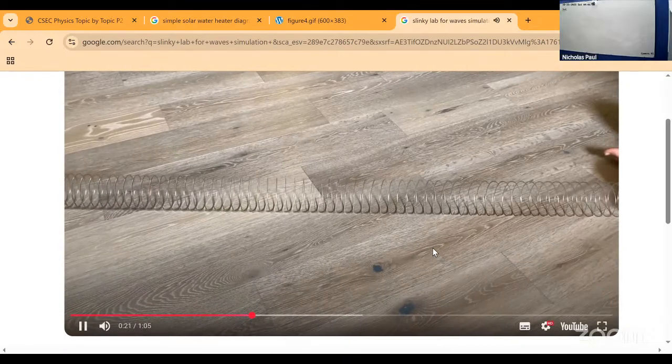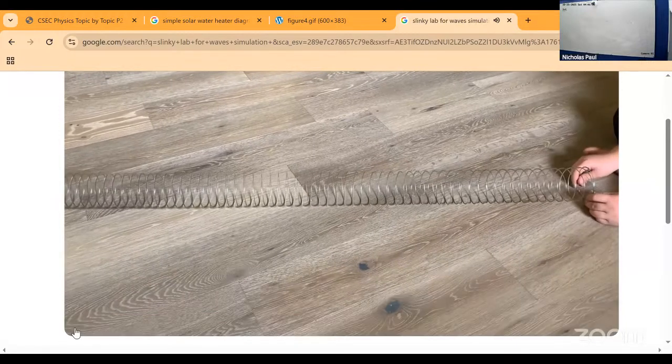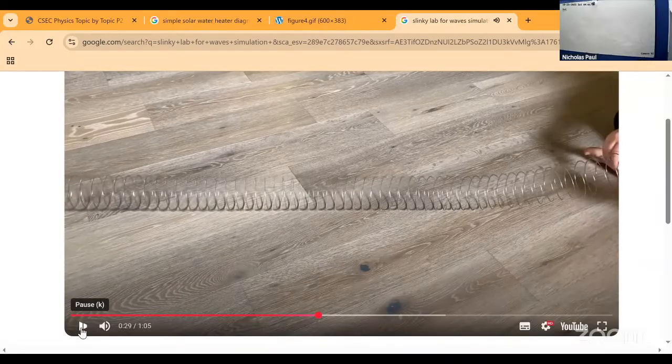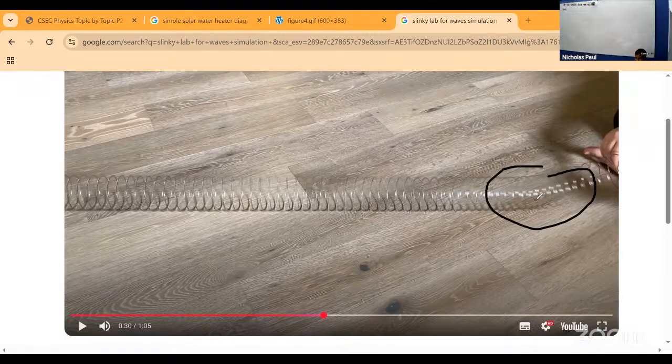Yeah, move it quick now. You're seeing that? So what you're going to see is, if you look here, I will try to highlight it right here. It might be kind of hard to see. But if you look right there, all the little springs in this slinky are extremely close together. And here it's a little bit further apart. You're seeing that?